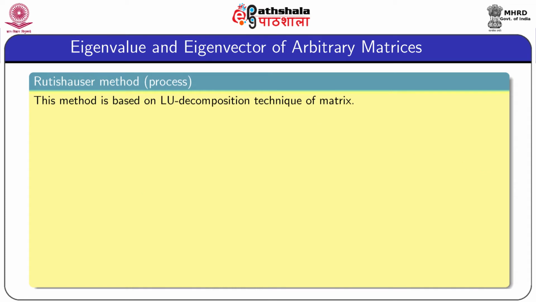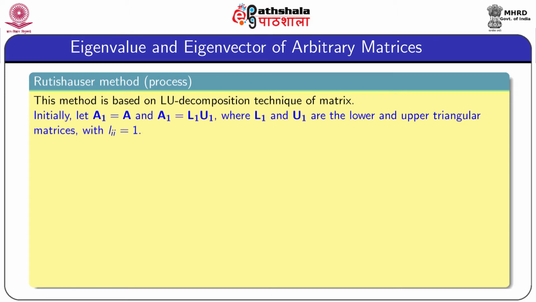This method basically depends on the LU decomposition method, which is described in chapter 5. Initially, let A equal A1, that means the first matrix is taken as the original matrix, and then A1 is taken as L1 into E1, where L1 and E1 are the lower and upper triangular matrices, with the diagonal elements of the lower triangular matrix L1 taken as 1. That means Lii equals 1 for all i equal to 1 to n, where n is the order of the matrix A.